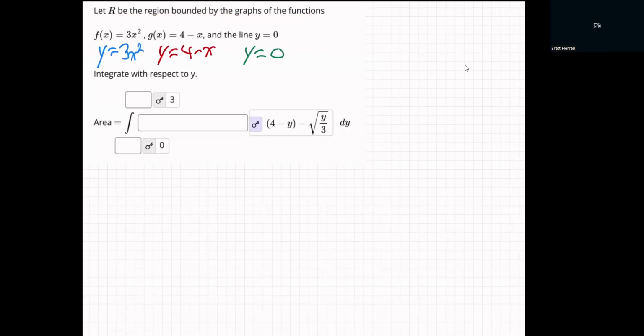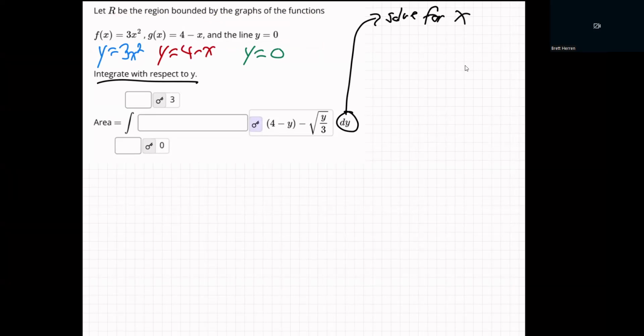But notice this, dy. They want us to do a dy. It says integrate with respect to y. So that means we got to switch everything. When you're doing it with respect to y, what does that mean? Solve for x in each equation.